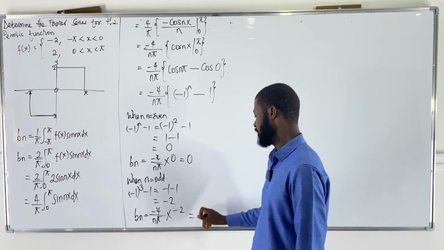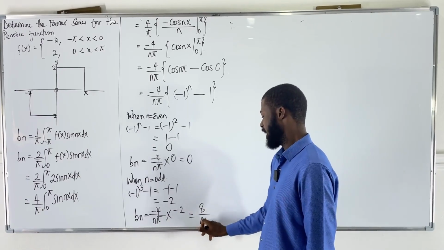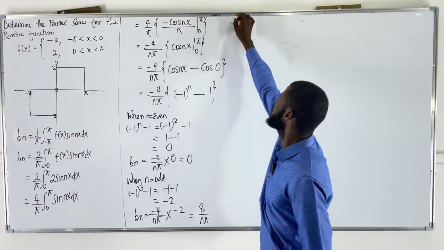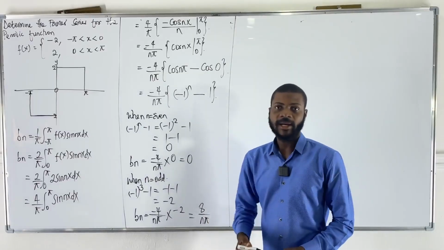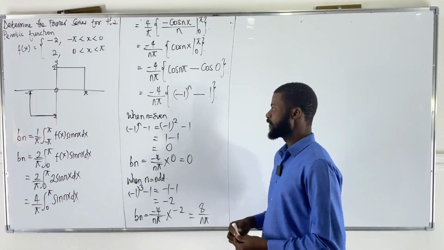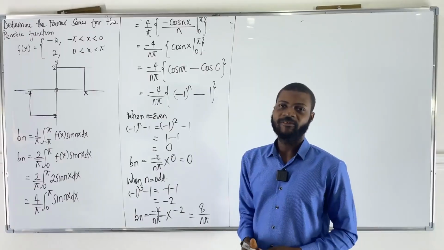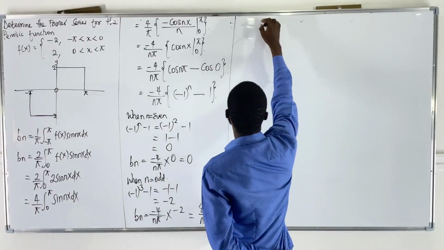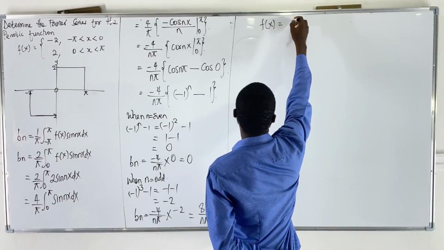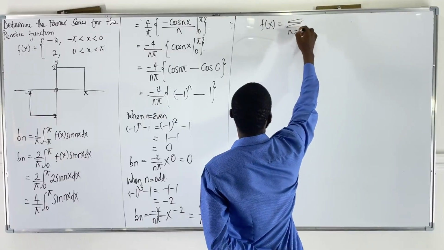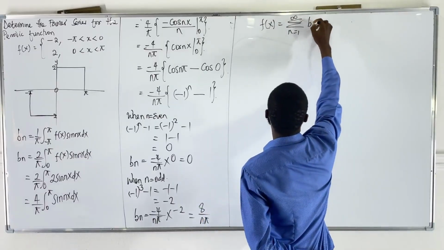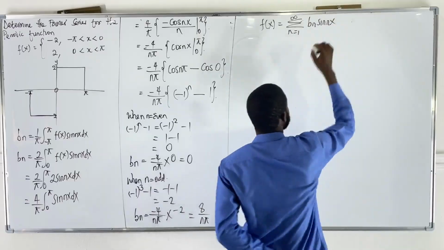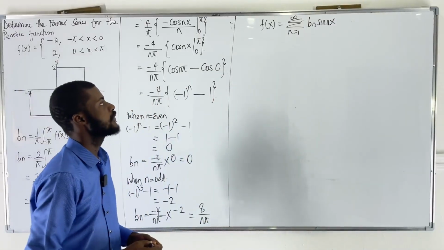So when you multiply, this will give you 8 over n pi. So this is what we have. 8 over n pi. That's what we have. So finally, we can get our Fourier series expansion. So f of x is equal to the sum from n equal to 1 to infinity of b sub n sine nx. So that's what we have.